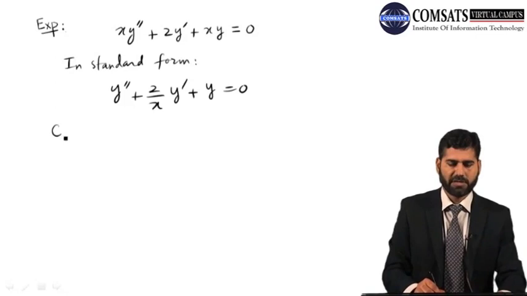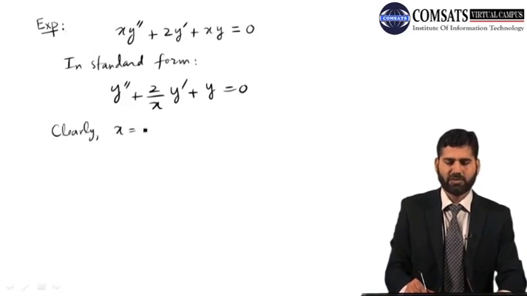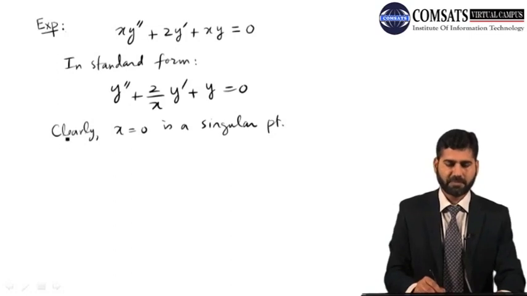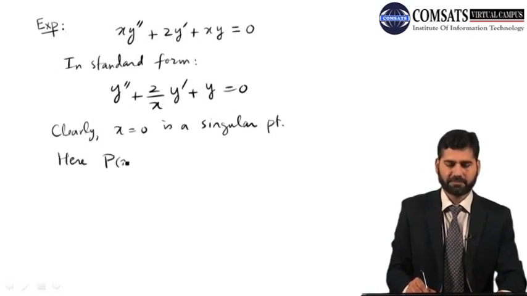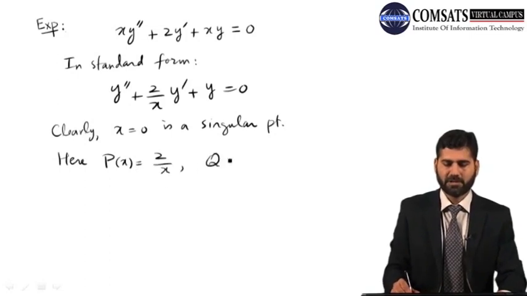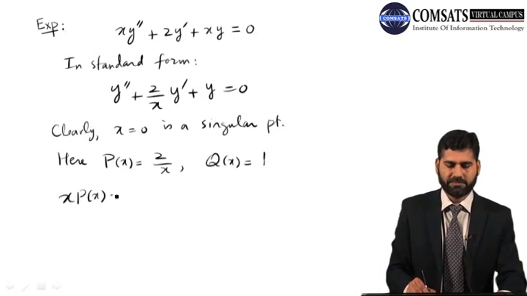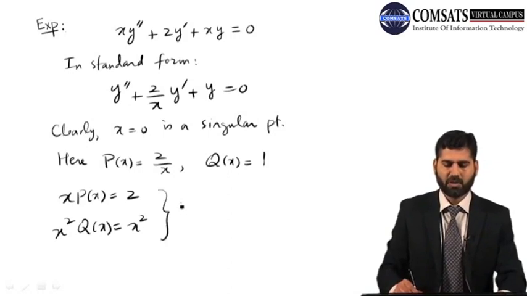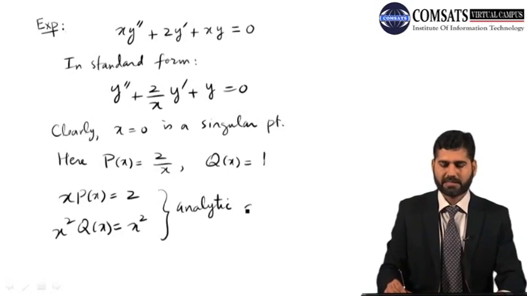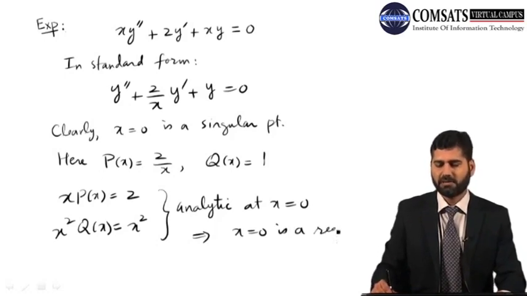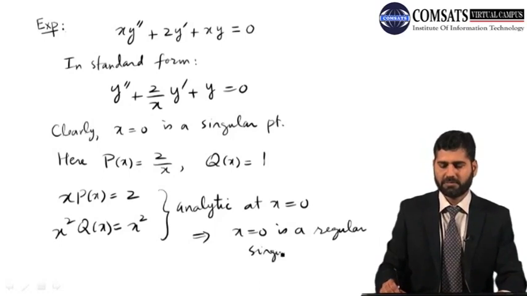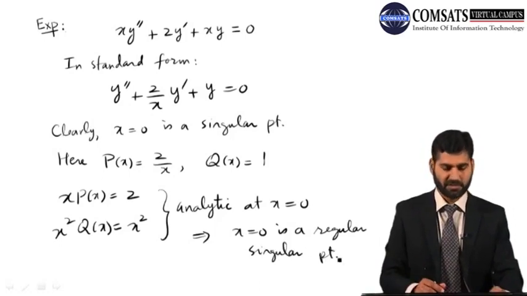Clearly x equal to 0 is a singular point. To prove it is a regular singular point, we need to investigate it further. Here p(x) is 2 by x, q(x) is 1. So x times p(x) is 2, x squared times q(x) is x squared. Both are analytic at x equal to 0. This implies that x equal to 0 is a regular singular point.